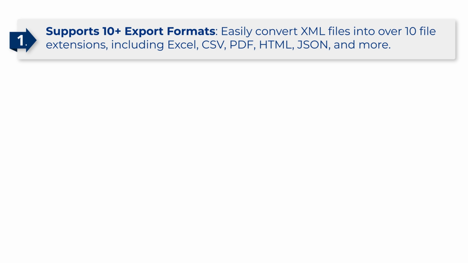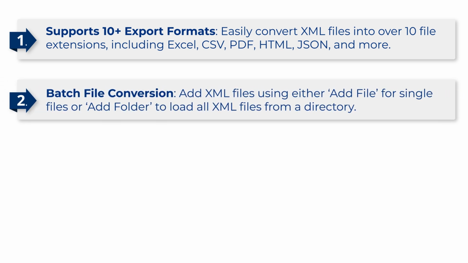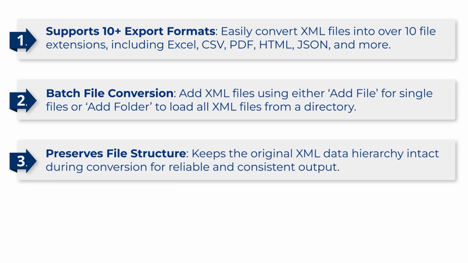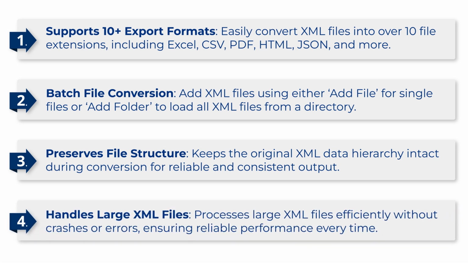Supports 10+ export formats. Easily convert XML files into over 10 file extensions, including Excel, CSV, PDF, HTML, JSON, and more. Batch file conversion. Add XML files using either Add File for single files or Add Folder to load all XML files from a directory, offering flexibility and convenience. Preserves file structure. Maintain the original XML hierarchy and data relationships during conversion to ensure accuracy and consistency. Handles large XML files. Processes large XML files efficiently without crashes or errors, ensuring reliable performance every time.